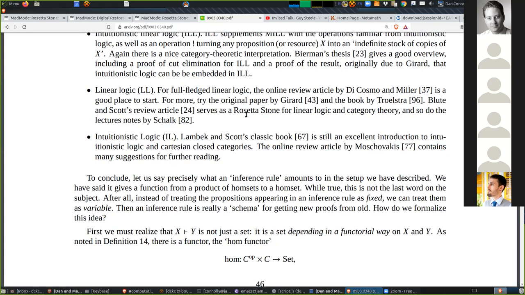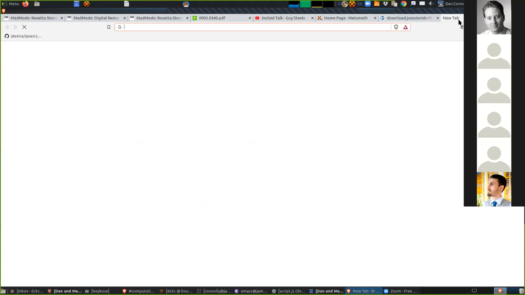What book are we talking about? Lambda calculus and combinatory logic. Oh, is that one? Yes. Yeah.